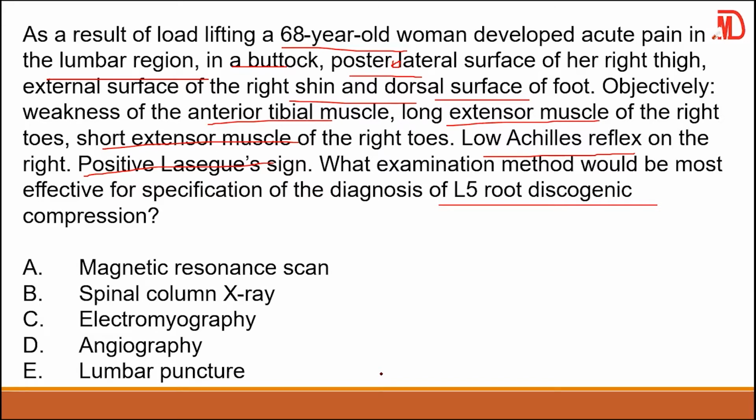Magnetic resonance scan. That would be best when it comes to being effective, giving you detailed information about what is happening at that root, the L5 root. Normally we do a spinal X-ray to check for some of these things. But for vivid description, you need an MRI, or magnetic resonance scan. That's over here. We can go in for the A. All right.